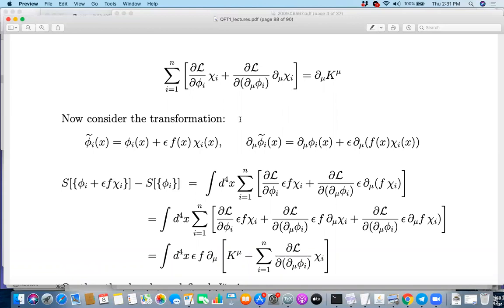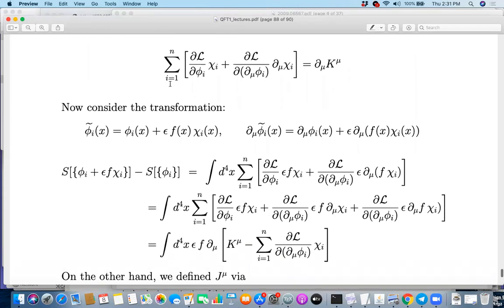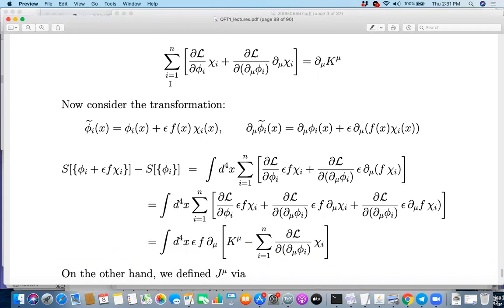Okay. So here we have written down the identity again. So this says that in order that the shift by epsilon chi I is a symmetry, L must satisfy this. You see that this has no epsilon. So this is really an identity involving chi and L, and K.